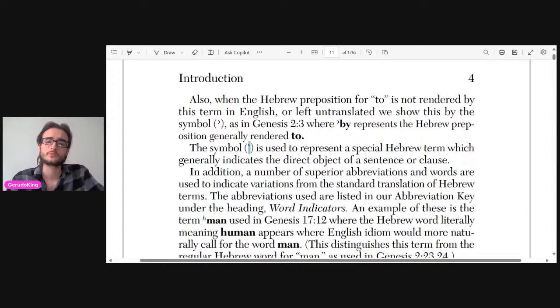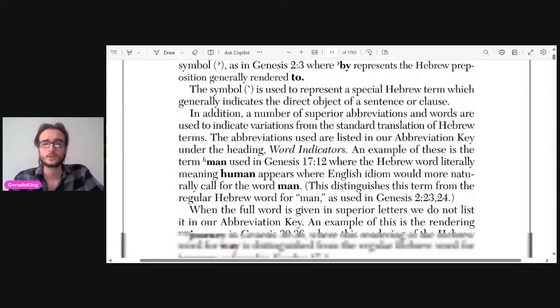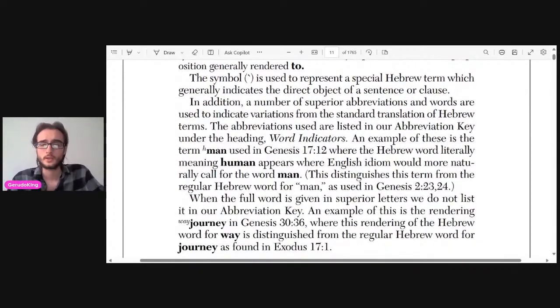In addition, a number of superior abbreviations and words are used to indicate variations from the standard translation of Hebrew terms. The abbreviations used are listed in our abbreviation key under the heading Word Indicators. An example of these is the term H-man used in Genesis 17:12, where the Hebrew word literally meaning human appears where English idiom would more naturally call for the word man. This distinguishes this term from the regular Hebrew word for man as used in Genesis 2, verses 23 and 24.